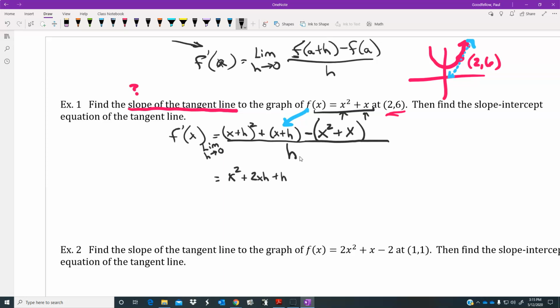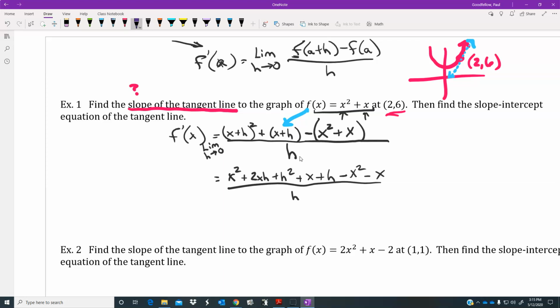x squared plus 2xh plus h squared. I'm foiling this piece right here. Plus x plus h. That's this guy right here in the middle. Minus x squared minus x. Don't forget to distribute across this entire thing. Divided by h. Now, some things will happen here, and they should.